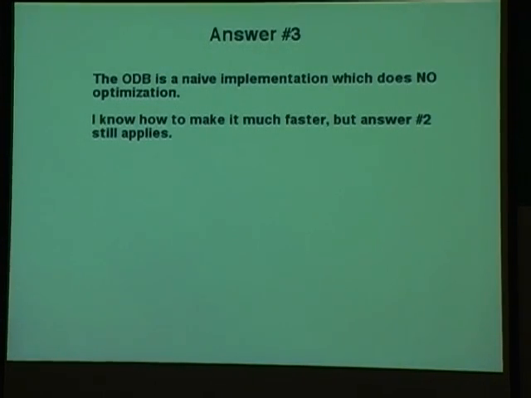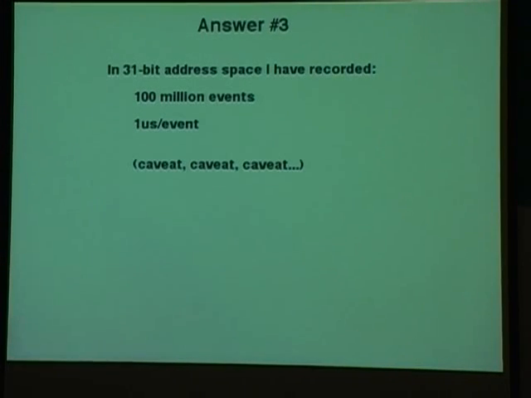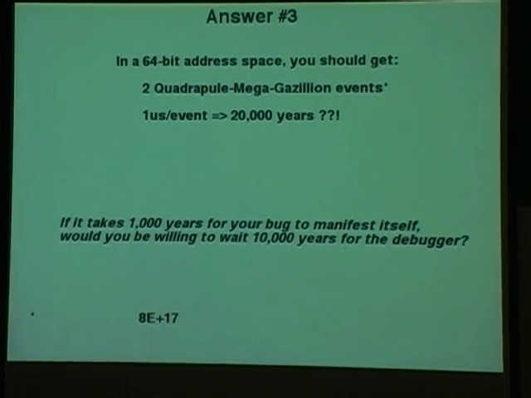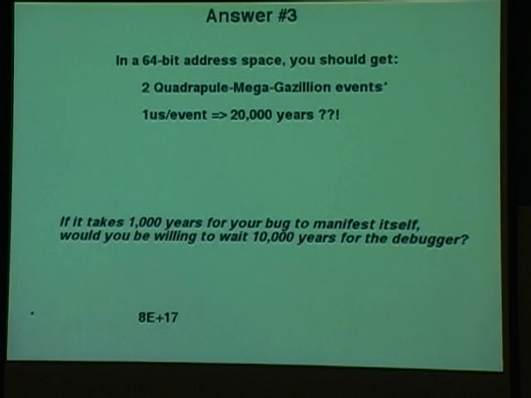And here's the answer you really wanted. This is a naive implementation. I can make it go faster. Number two still applies. In a 31-bit address space, I have successfully recorded 100 million events at approximately 1 microsecond per event. Caveat, caveat, caveat. There aren't very many caveats. Just three. In a 64-bit address space, you should be able to get a whole pile of events in there. And the question really becomes, if your program takes 10,000 years to show the bug, would you be willing to wait 1,000 years to run it under the debugger?